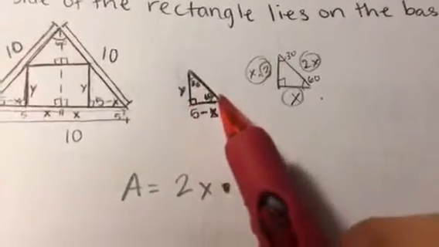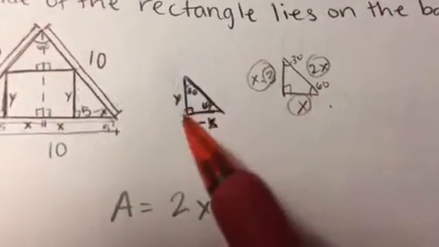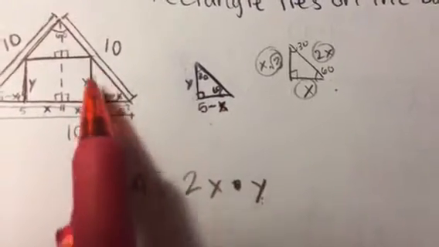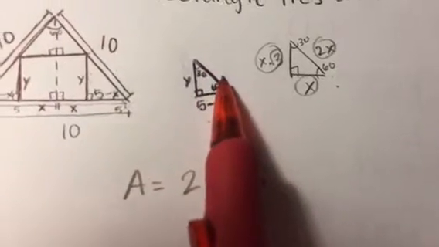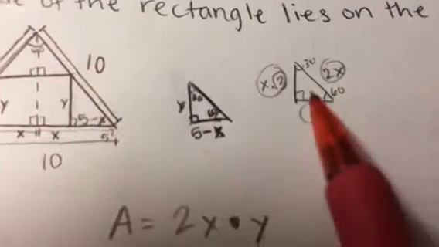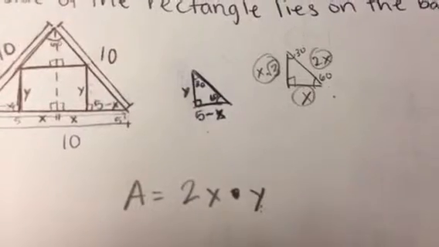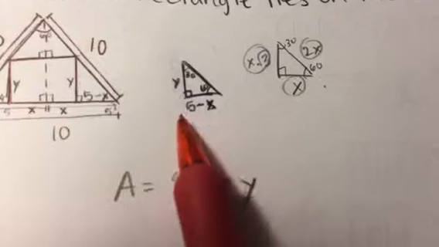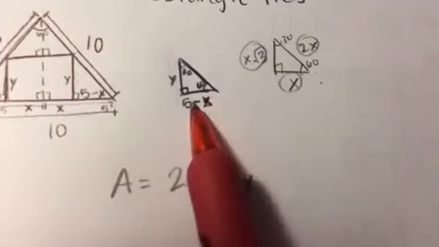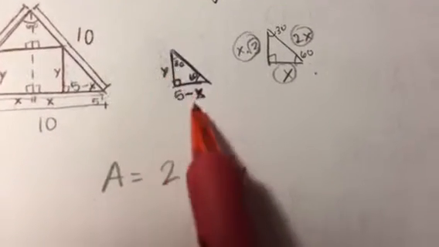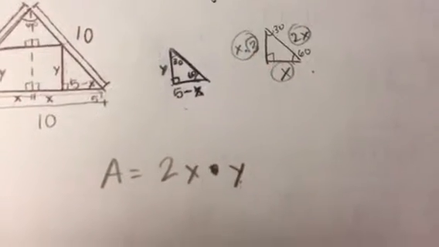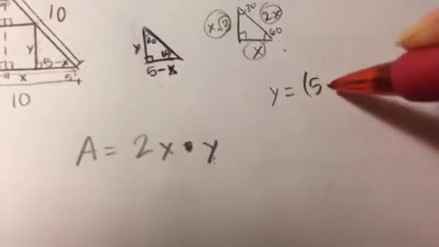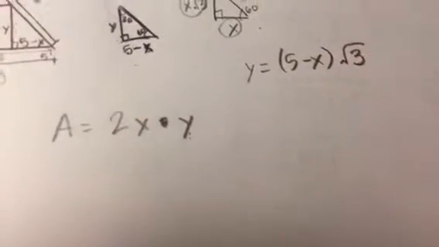So this is a 30, 60, 90 triangle, and this side, the base of the triangle, is 5 minus x, and then this side is y. We don't have the hypotenuse yet, but it's a part of the 10. So by applying the 30, 60, 90 triangle rule, we know that 5 minus x is x. So then to find y, we multiply this by rad 3. So y equals 5 minus x times rad 3.